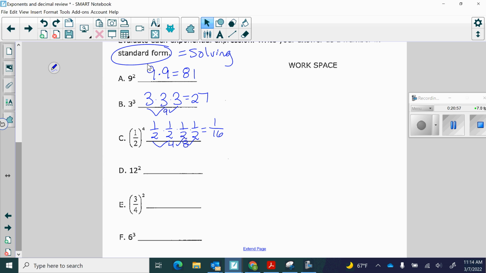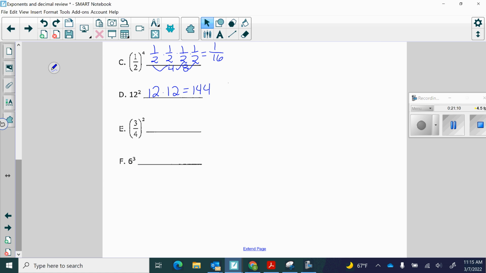12 to the 2nd power. Somebody that I haven't gotten before. 12 times 12. And what does that equal? Why am I talking over people? Enough.